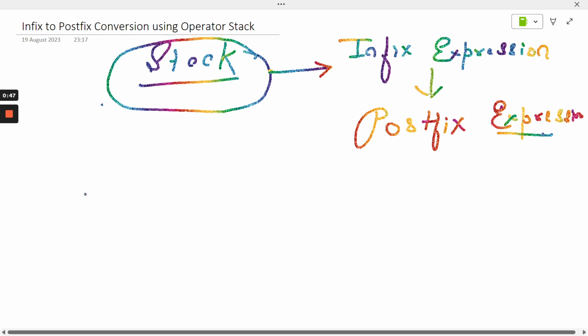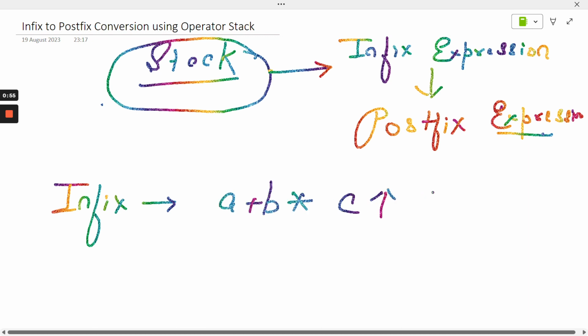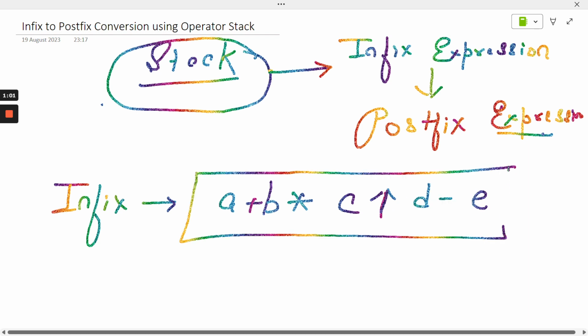Let's say we have an infix expression, and that is a plus b star c, then there is a raised to operator and d minus e. So this is our infix expression, and let's say we have to convert it into postfix.